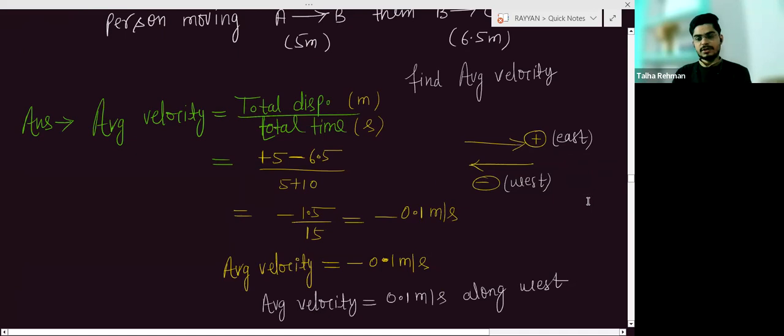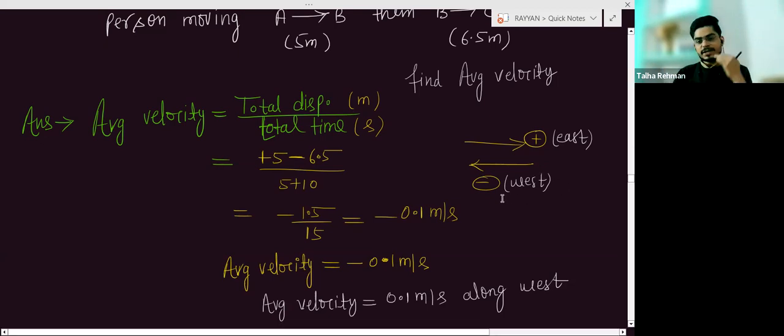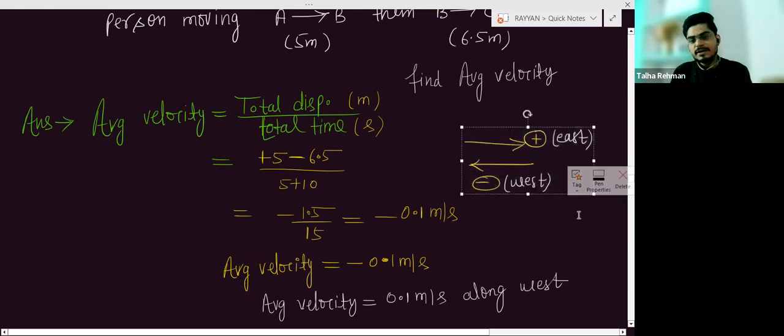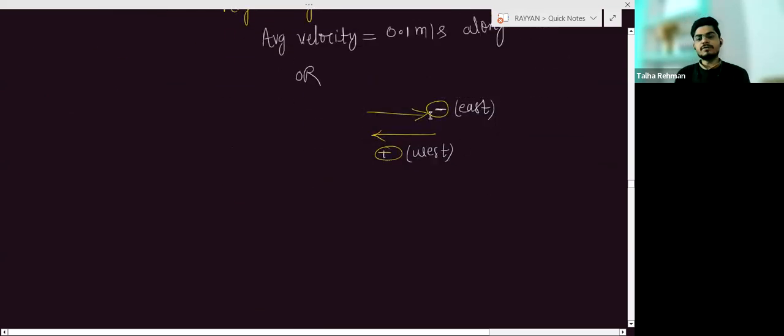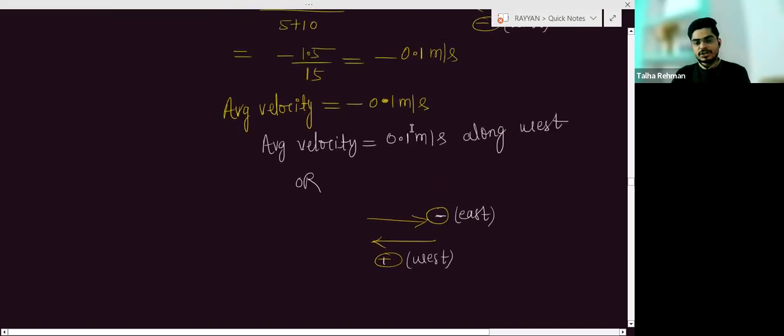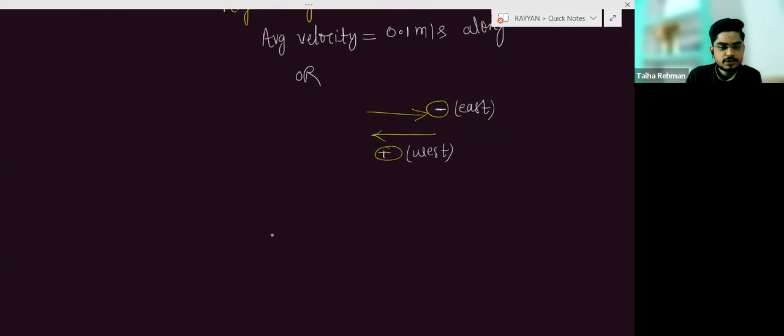If the answer remains the same, it means this concept is right. Otherwise, this concept will be wrong. Why? Because it is not mentioned which direction is negative or positive. I am taking this direction by myself. Suppose I have taken this direction, and in the exam you have taken that direction. If this concept were wrong, your answer would be wrong. And what answer are we getting? The average velocity we are getting is 0.1 meter per second along west. Now with this, I will calculate the average velocity again.